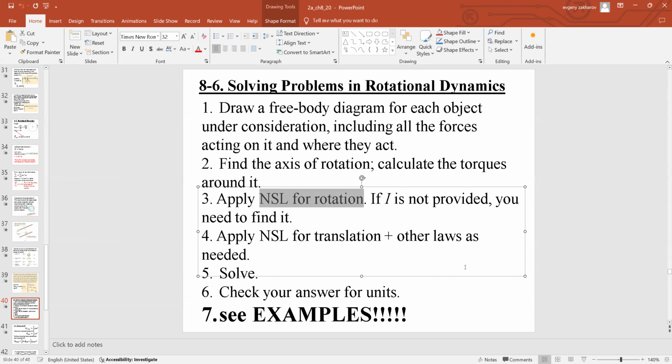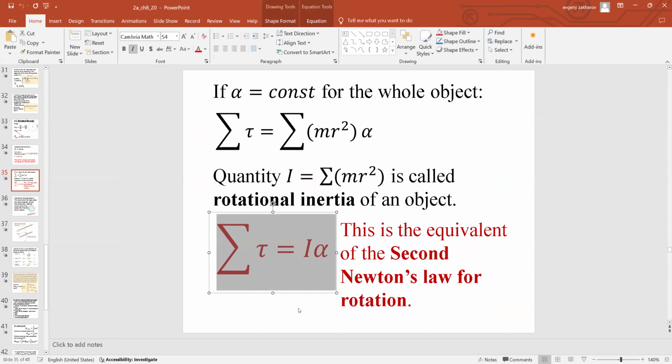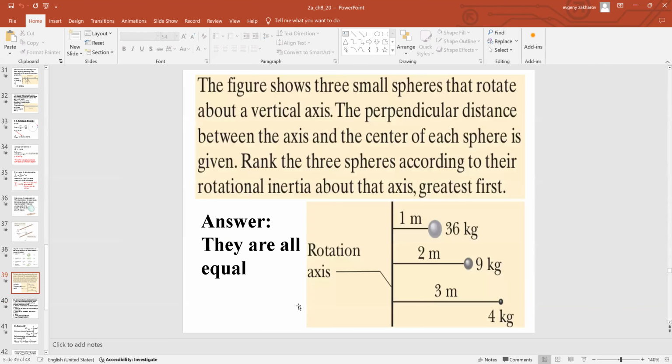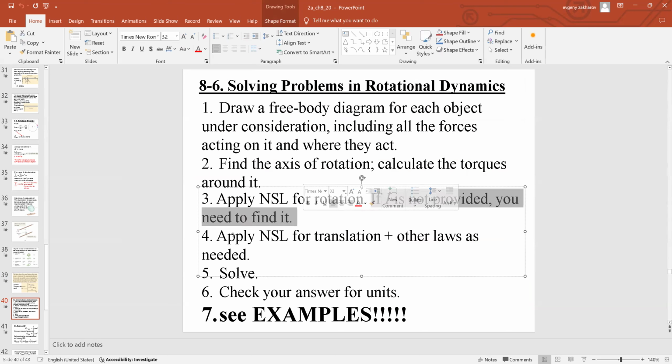Chances are you will have rotational motion, so you can do the Newton's second law for rotation, which is right here. This is your general equation to consider. If rotational inertia is not provided, you need to find it, so you look it up in the table. Or you have to solve for it, probably. Doesn't matter. You will need it, so either you solve for it or you have to find it in the table.